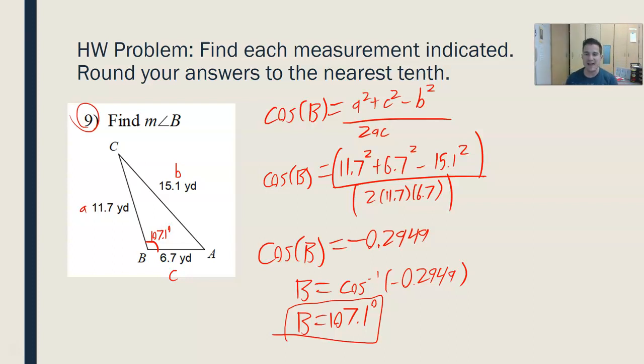And we found that using the law of cosines. And now that we know this opposite angle, I know this angle and this side, I could, if I wanted to, use the law of sines to find all the rest of the missing parts.